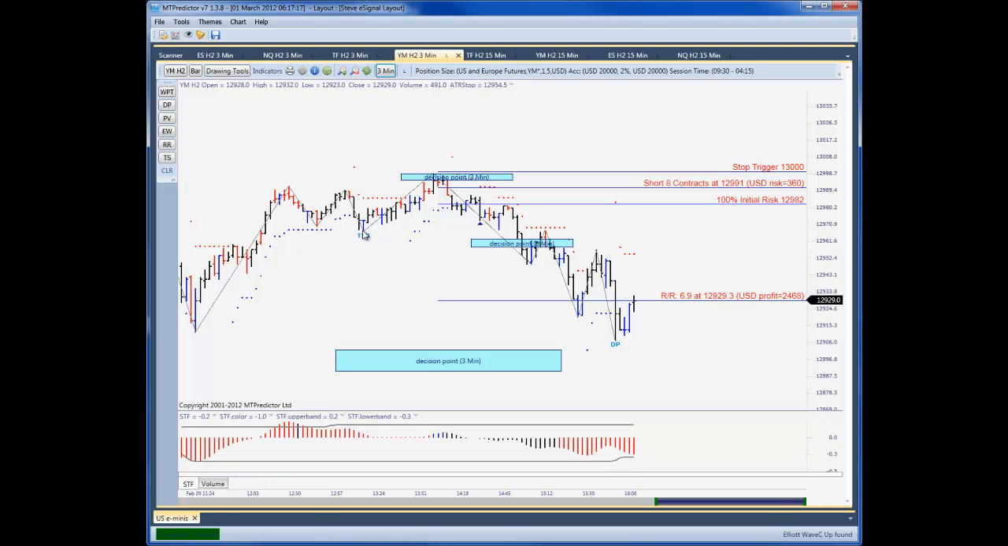The standard buy setup here on the YM would have been avoided because it was against a red STF. I just wanted to put that in as a PS for the standard traders among you.